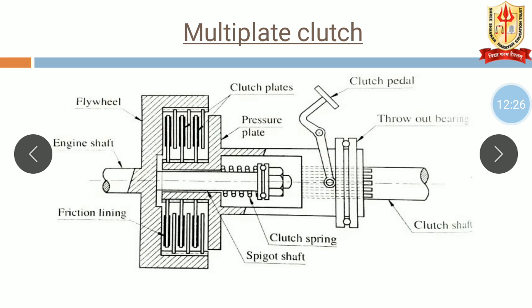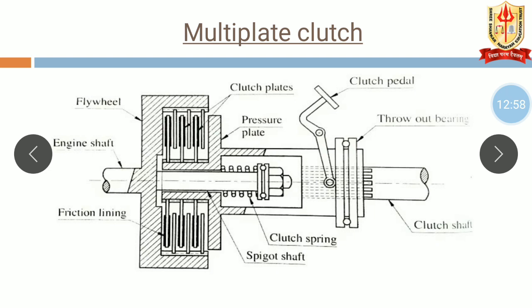Now the multi-plate clutch. The difference between the single plate clutch and the multi-plate clutch is only that the number of plates is increased in the multi-plate clutch, and in the single plate clutch only a single frictional lining is there. Meaning the clutch plate is only one in the single plate clutch, but there are going to be multiple clutch plates in the multi-plate clutch.